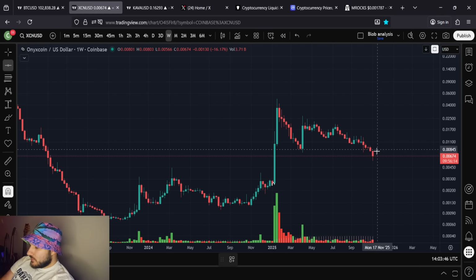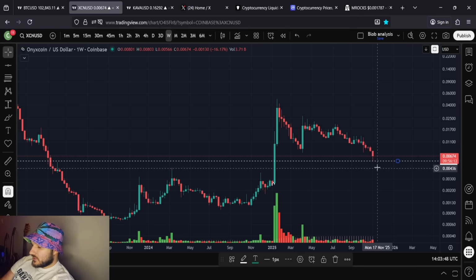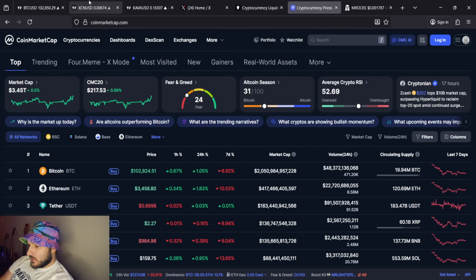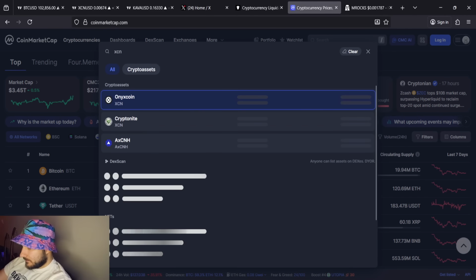And again, I do think that this is the low. I really do think that this could be the low, guys. There's so many reasons to expect this to be the low. It doesn't have to be the low, but let's just look at this too. Hold on. Let's look at this real quick. Hold on. XCN.